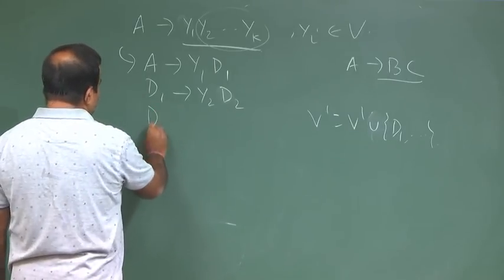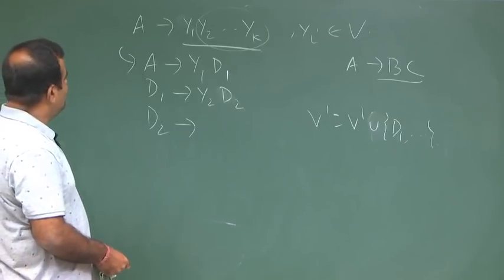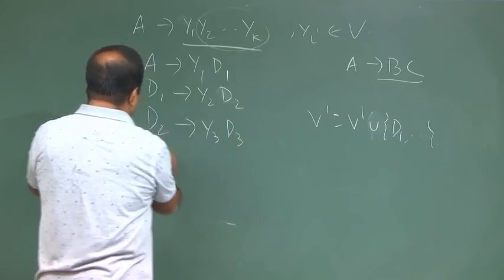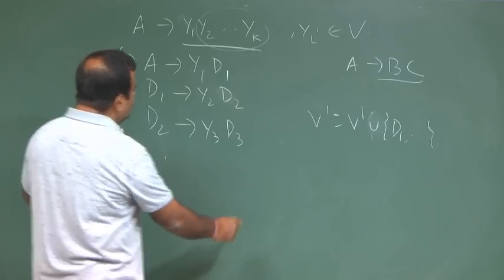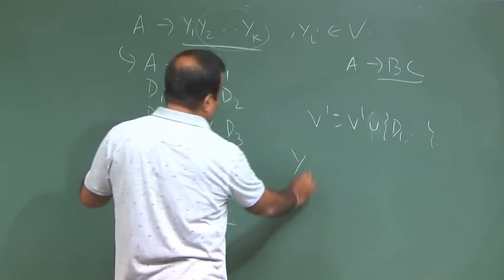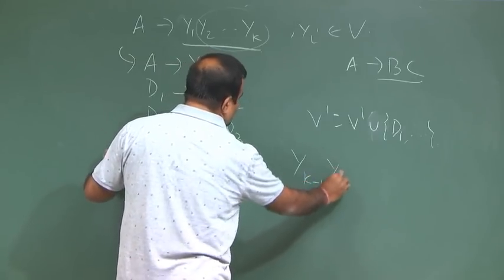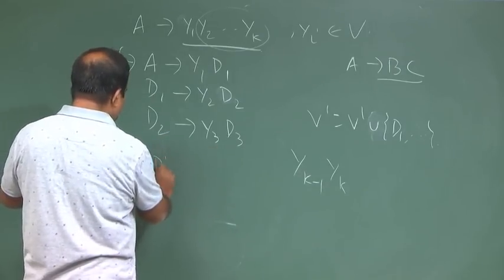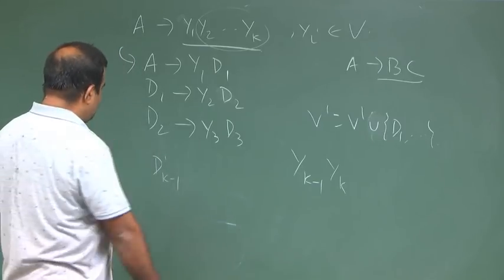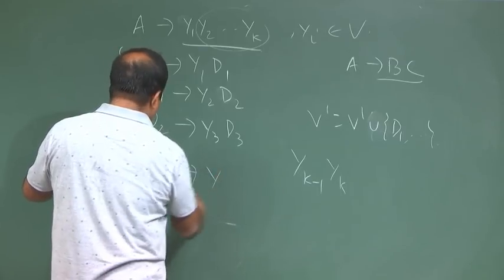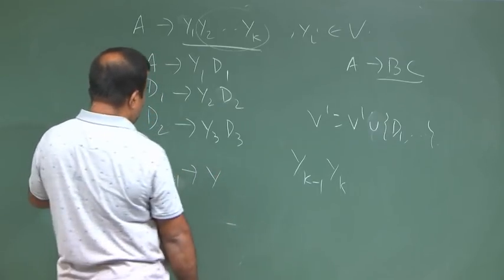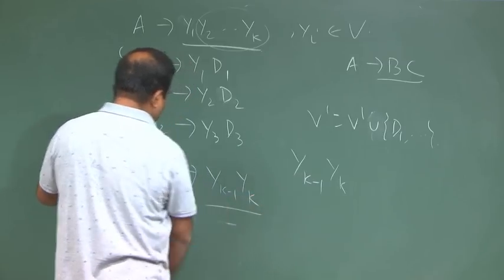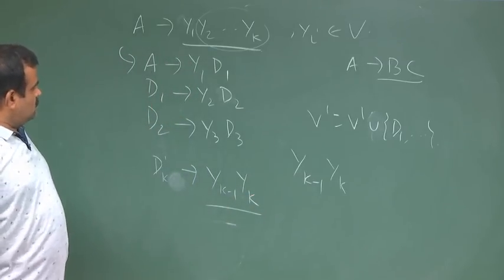So, d2 will be going to d3, like this. Dot dot dot, and lastly we have y_{k-1} and y_k. So, d_{k-1} is going to d_k, and d_k is going to y_{k-1} and y_k. Like this we will do.